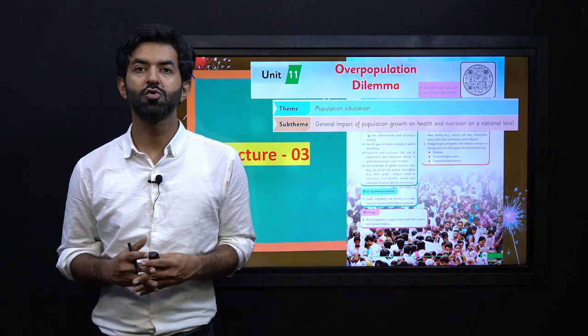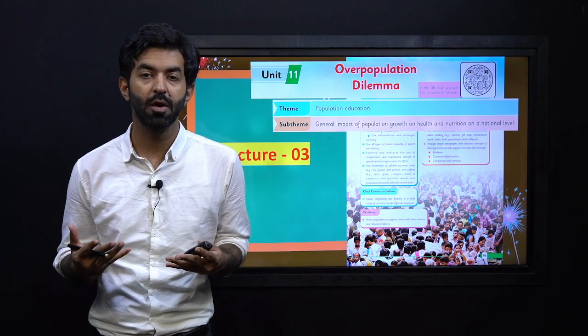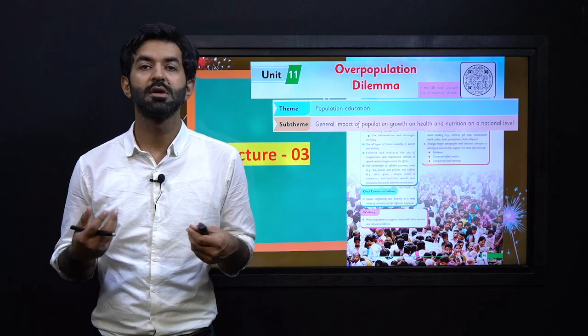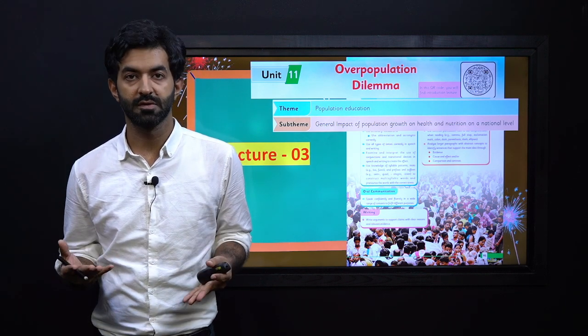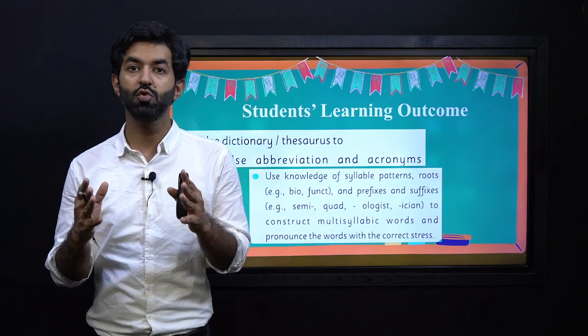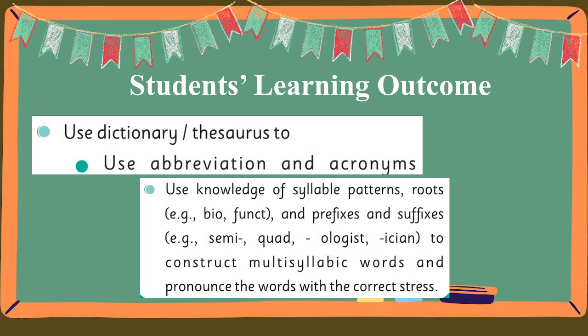Now, today we are going to talk about abbreviations, the short forms, and we will also talk about using affixes. These are root words, prefixes, and some suffixes. Now, students, let's talk about our students' learning outcome. Today, we have two topics that we have merged into one lecture. First one is to use the dictionary or thesaurus for looking for and using abbreviations and acronyms. These are shortcuts and short forms of words.